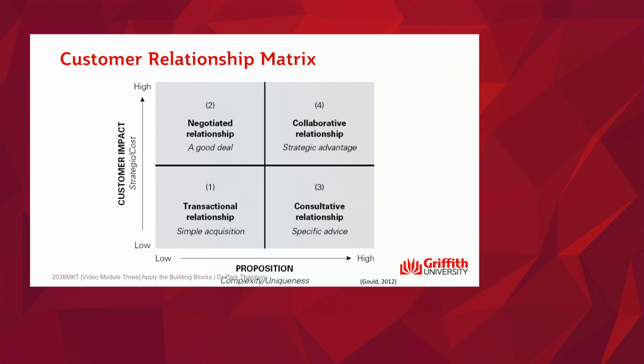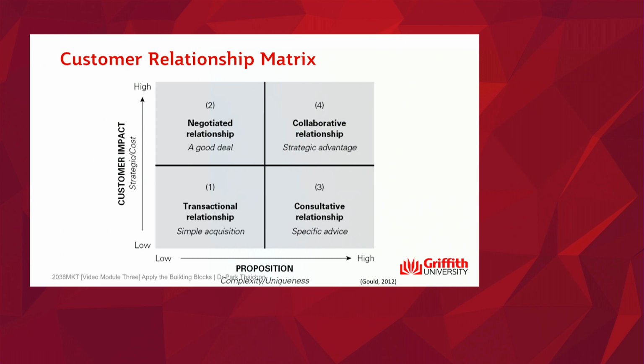So basically, this product is quite critical to the buyer, but it's not too complex for the buyer to understand how to operate it. All right. Next one, type 3, we call consultative relationship.